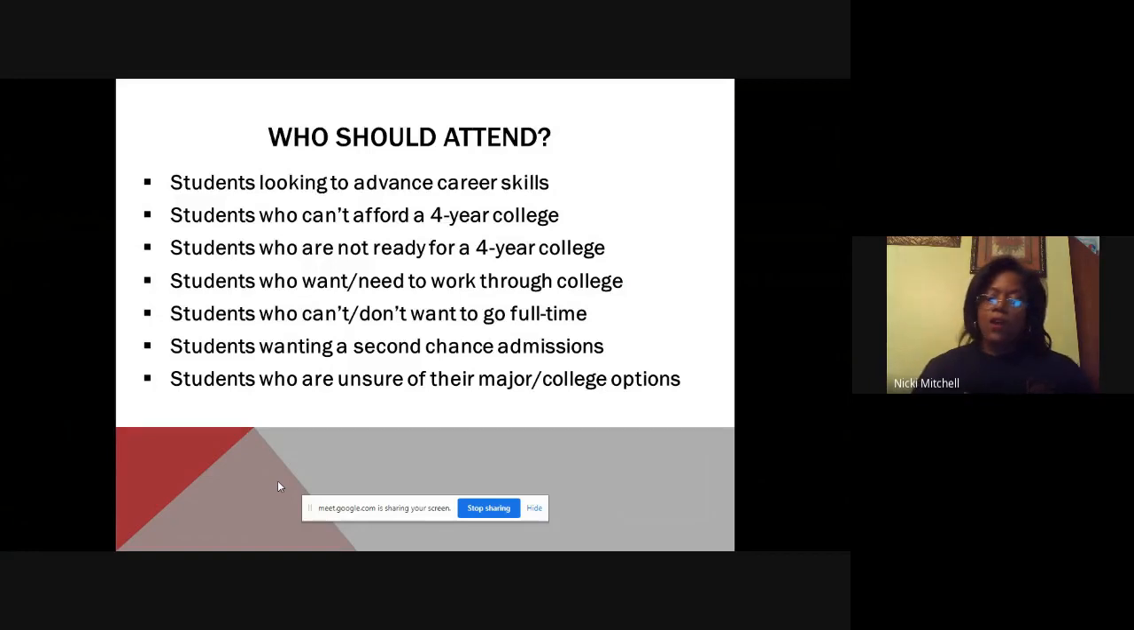Students who are not quite sure of what they're wanting to major in. Now, granted, there are several students who go to 4-year colleges who aren't 100% sure of what they want to study, but they usually have a general idea. Sometimes that changes. But we also have students who really don't know. And they feel like, well, if I don't know what I want to do, where should I go? Community college is a great place for you to go and continue to explore coursework to figure that out. So these are just some examples of the types of students who should attend or who should consider attending community college.